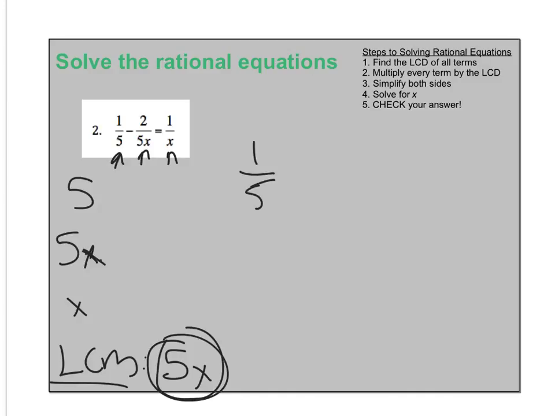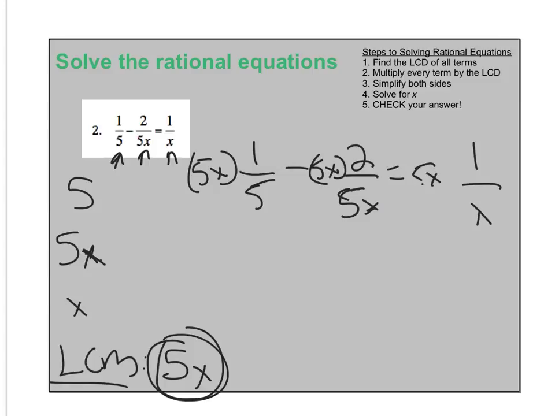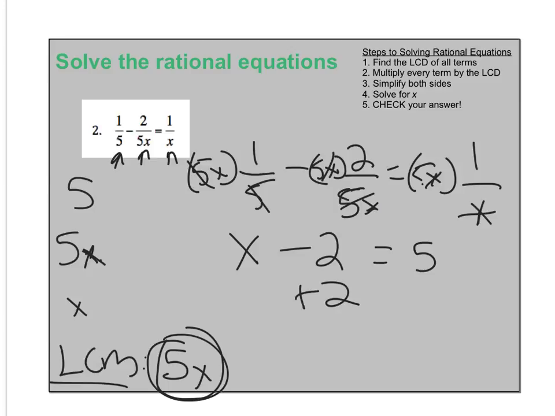So 1 over 5 is going to be multiplied by 5x. 2 over 5x is going to be multiplied by 5x. 1 over x is going to be multiplied by 5x. Now, what can I cancel out, and what am I left with? 5 over 5 cancels out, you're just left with x. 5x over 5x cancels out, you're just left with 2. Here, x over x cancels out, you're just left with 5. Now this becomes way easier, and I get x to be 7. That's all I've got to do for that one.